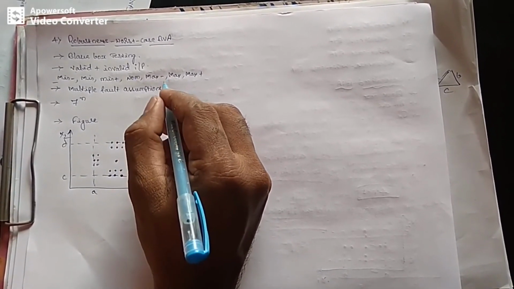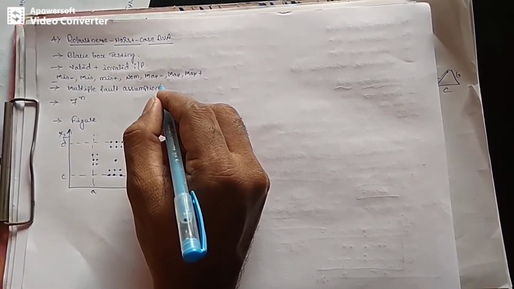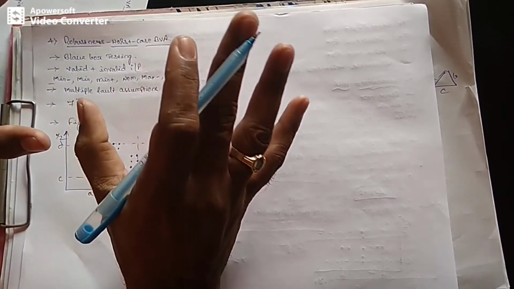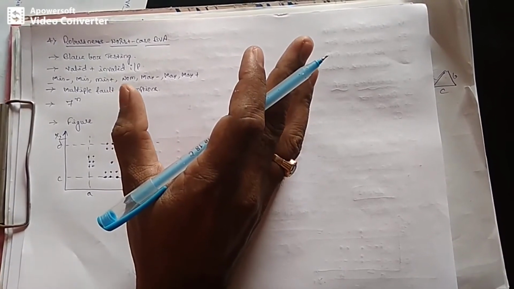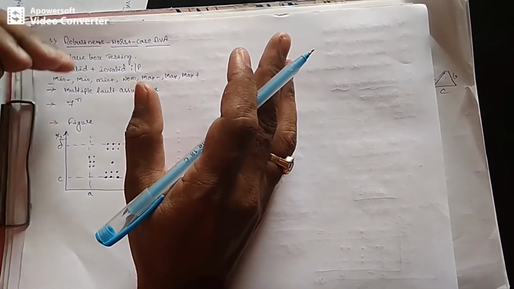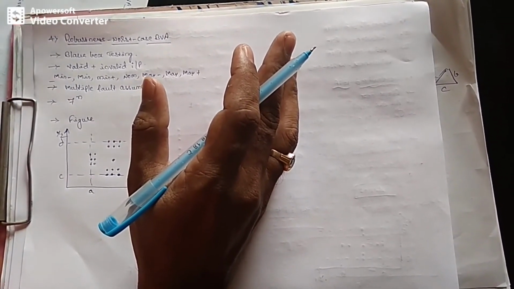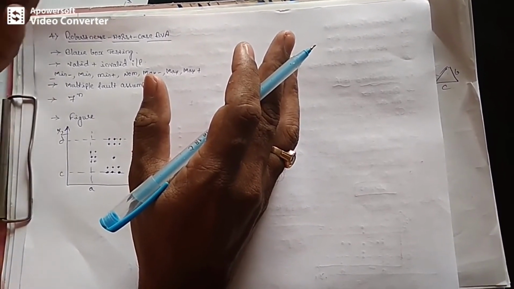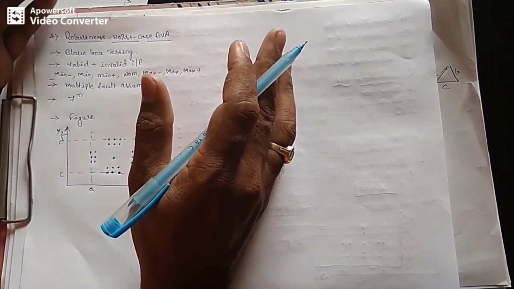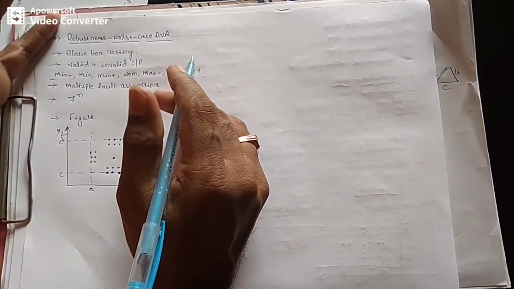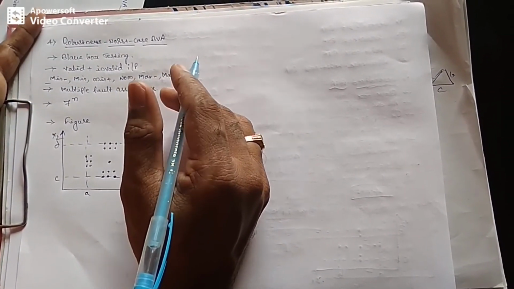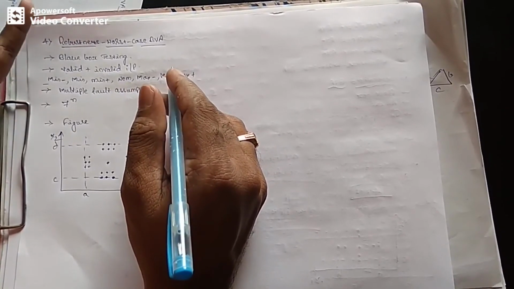What is the meaning of multiple fault assumption? I'll repeat. There are 2 assumptions: one is single fault assumption and the second is multiple fault assumption. Multiple fault assumption is nothing but more than one input variable value we keep changing, or more than 2 also, we are going to change the input variable values. But there is no hard and fast rule to maintain all the input variables. We just have to keep on changing all the input variable values with respect to the occurrences. That is the meaning of multiple fault assumption.